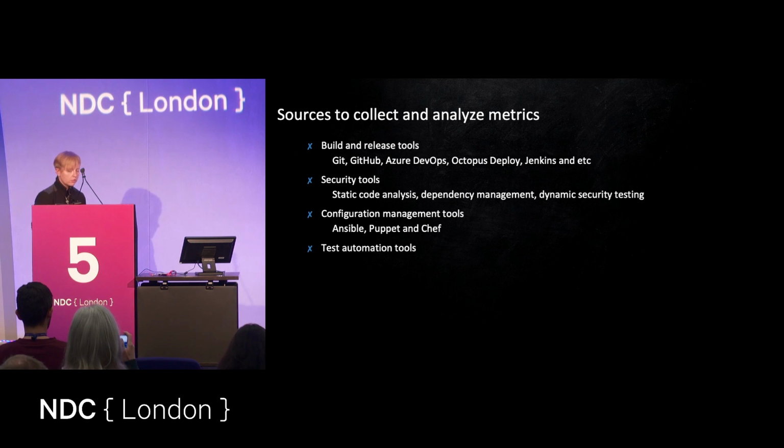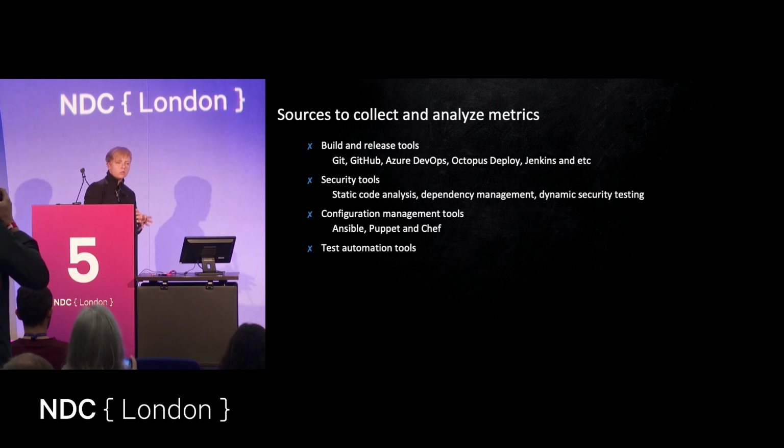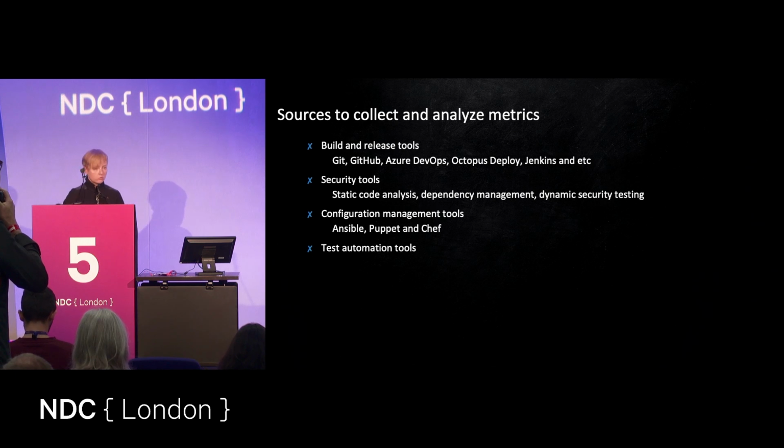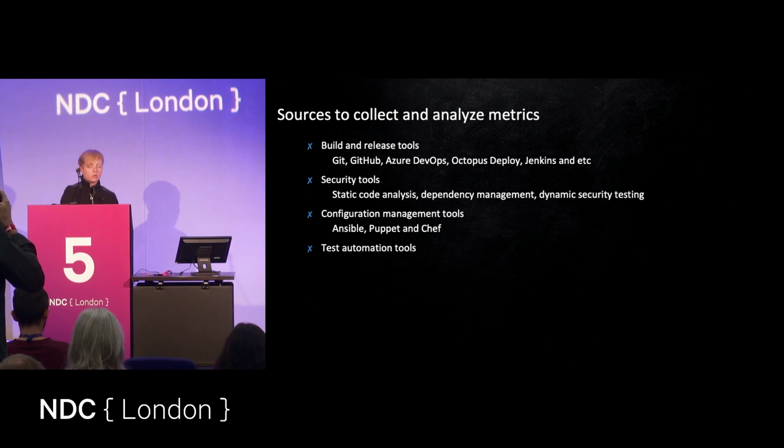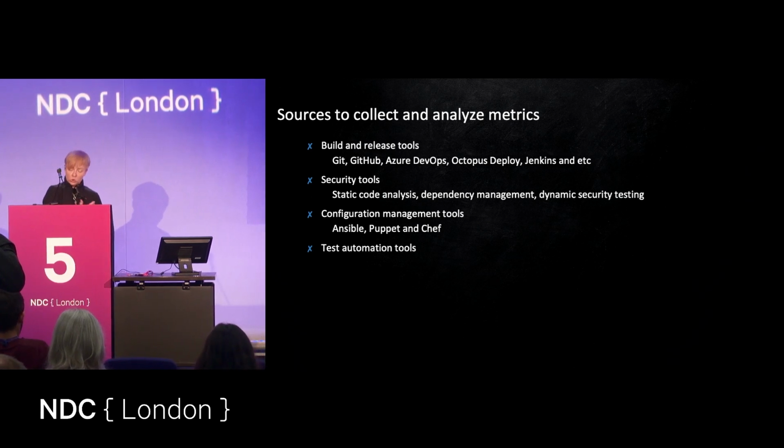As an example, you have your build and release pipelines. It can be GitHub, Azure DevOps, Octopus Deploy, Jenkins, you name it. All of them are producing logs. And as well, you have the same security tools. And usually a good security tool is producing good logs or giving you a programmatic way to collect all that information, which would allow you to automate things. And then as well, other tools.